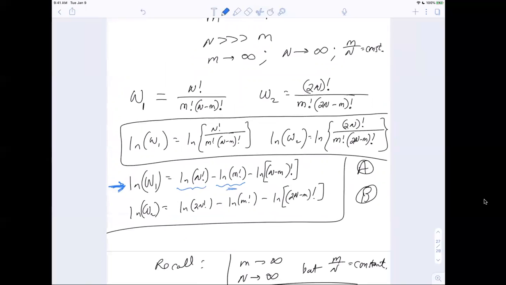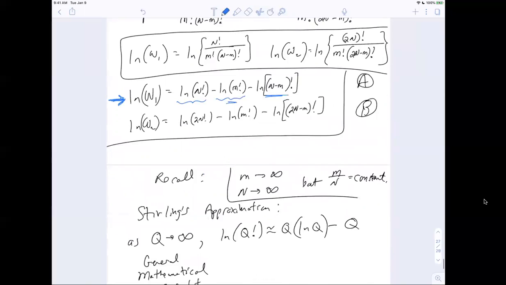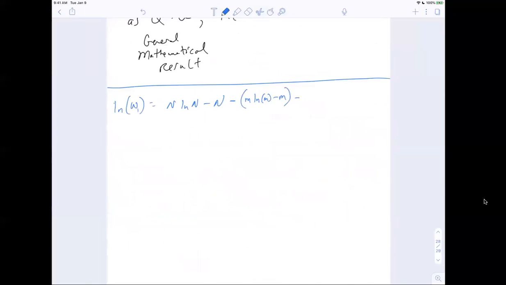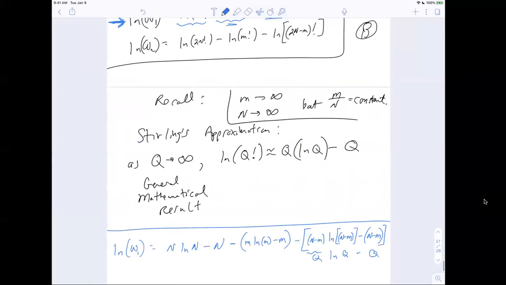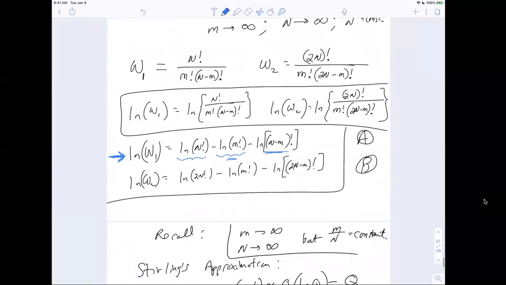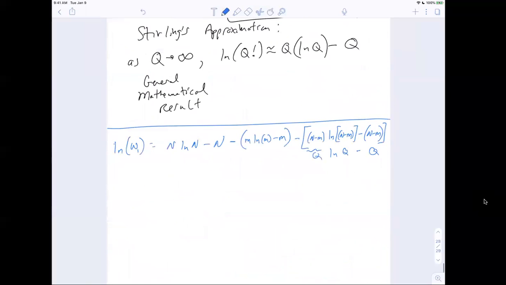So that takes care of this term. And then we have a minus term that corresponds to this. So that's going to be minus n minus m natural log n minus m minus n minus m. This is q natural log q minus q, if you need to remember that, but q now is n minus m. And we have to make sure we have this minus sign for the whole thing.